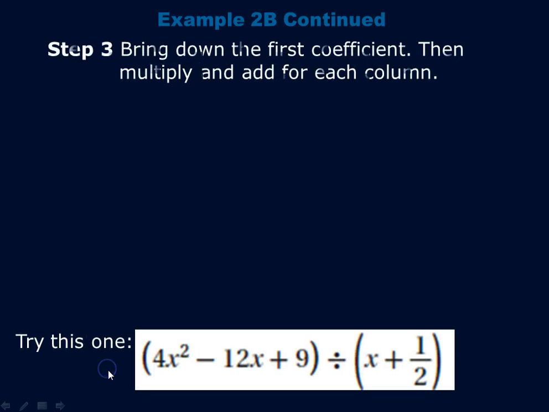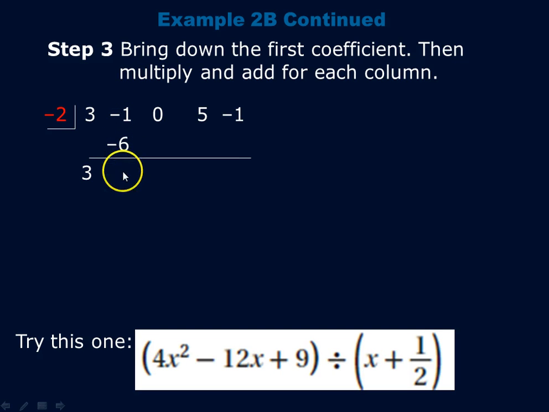Alright. Now, what are we going to do? You bring down the first coefficient, that's a 3. Now 3 times negative 2 gives me negative 6. Negative 1 minus 6, negative 7. Negative 7 times 2 gives me a positive 14.